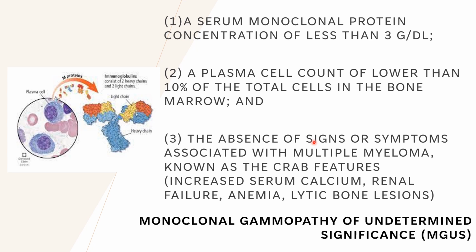So, an example of plasma cell dyscrasia is monoclonal gammopathy of undetermined significance. So, a patient with a serum monoclonal protein concentration of less than 3 grams per dL, a plasma cell count of lower than 10% of the total cells in the bone marrow, and the absence of signs or symptoms associated with multiple myeloma, known as the CRAB features: increased serum calcium, renal failure, anemia, and lytic bone lesions.